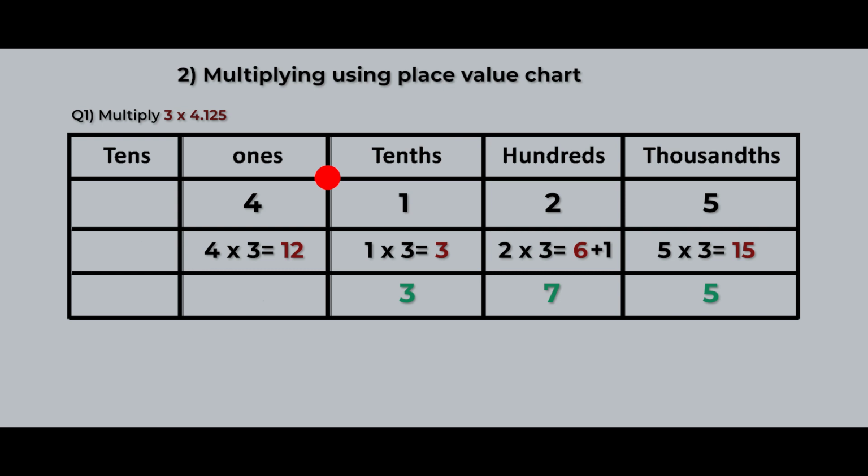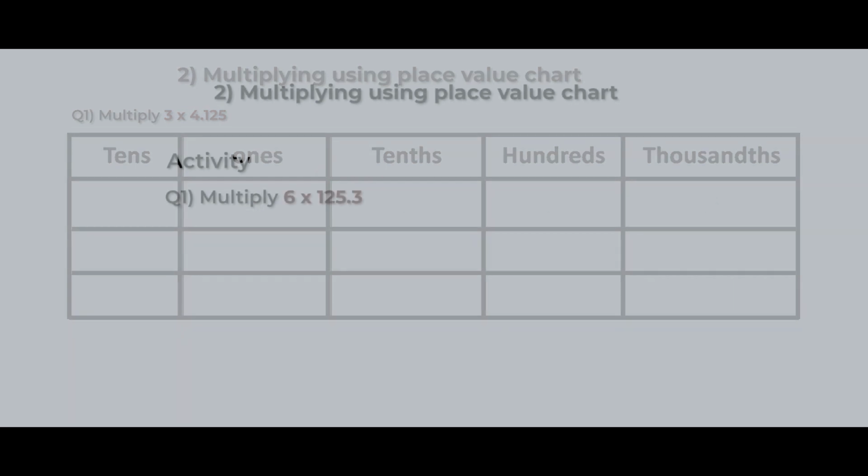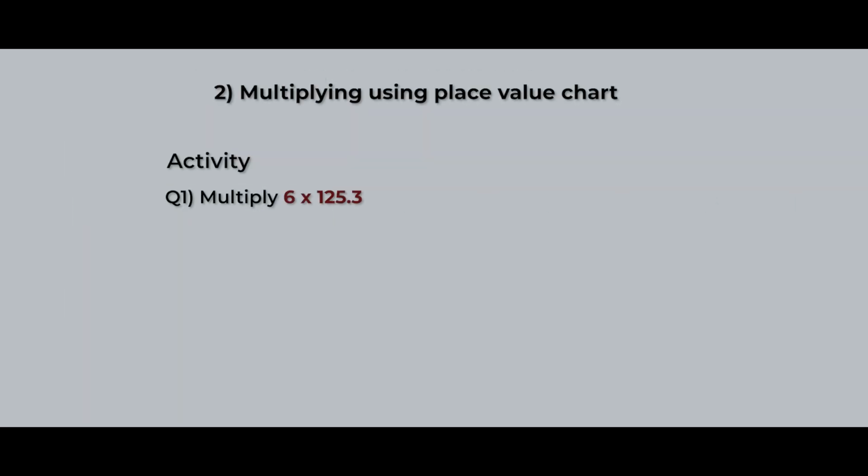Here you have 3. Now in the ones column, 4 multiplied by 3 will give you 12. So you will write 2 in the ones column and then take 1 to the tens column. So 3 multiplied by 4.125 will give you 12.375. So this is for you. You try it out.